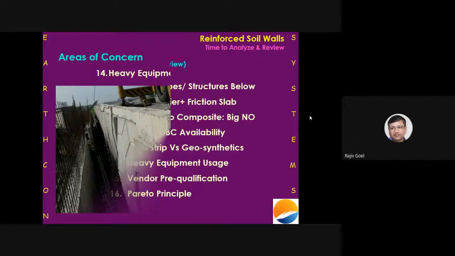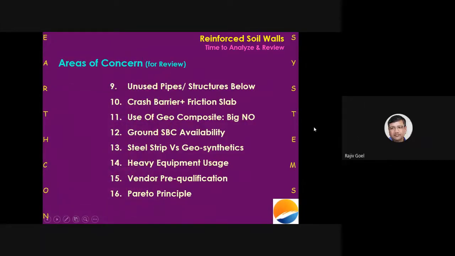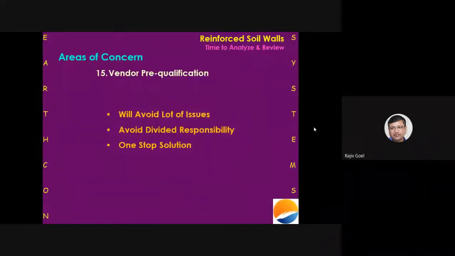Vendor pre-qualification. I think this is not a technical point, but more of a commercial point, but I strongly feel that if the departments go in for vendor pre-qualification, this will avoid a lot of issues. This would avoid divided responsibility. And if the contractor or the departments are able to get a one-stop solution, probably that would be the ideal thing to happen.